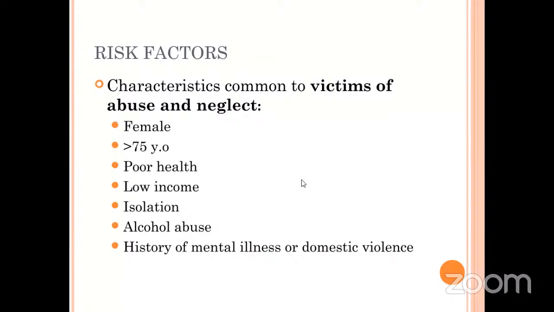So what are the risk factors that make that person a victim? Well, most victims of abuse are women, although some are men, and they're usually over the age of 75 with poor health, low income, they're isolated, they could be suffering from alcohol abuse, they could have a history of mental illness or domestic violence, they could have no family or friends nearby living with them, or they could have memory problems, for example, or dementia.